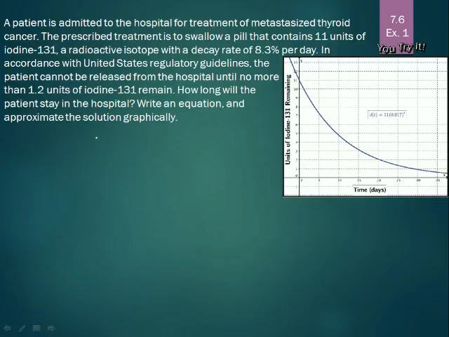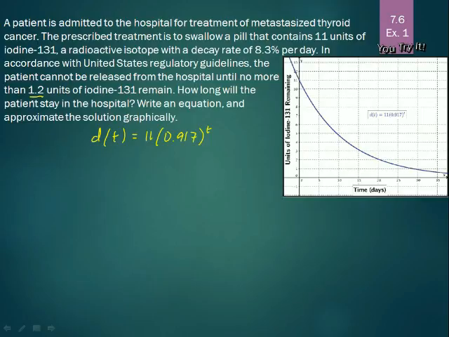They already give us the equation here on the graph, so it's d of t equals 11 times 917 thousandths raised to the t power. And so using that, how can we solve this equation? Well, our question is, how long will the patient stay in the hospital? And we know that they'll be released when there's no more than 1 2/10 units of iodine remaining.